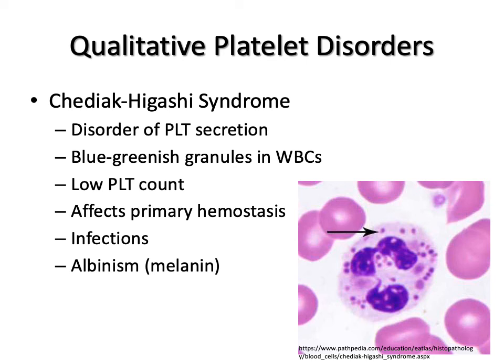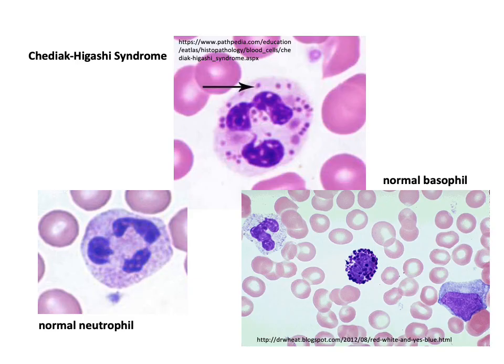The basic defect is in the microtubules, resulting in fusion of lysosomal granules. All white blood cells contain abnormally giant granules. This image shows a normally segmented neutrophil with giant azurophilic granules. The slide shows a comparison of a Chediak-Higashi syndrome neutrophil with a normal neutrophil and a normal basophil.